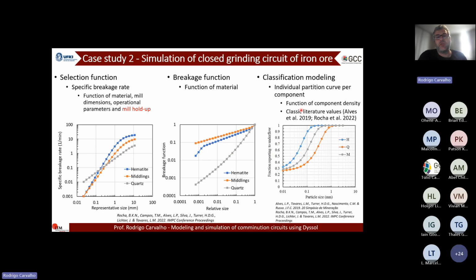And for the classification, this is how we model. We consider the selective to density partition curve. So the cut size here for the hematite is the blue curve here. It's finer than the cut size for the quartz particles, the orange here. We found that using classic values from the literature.